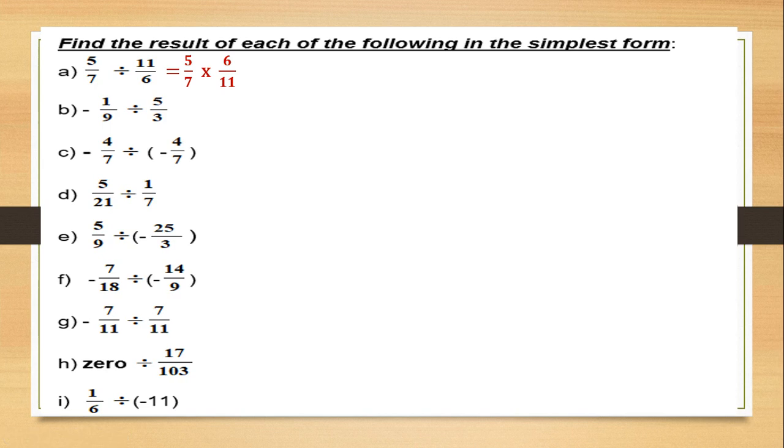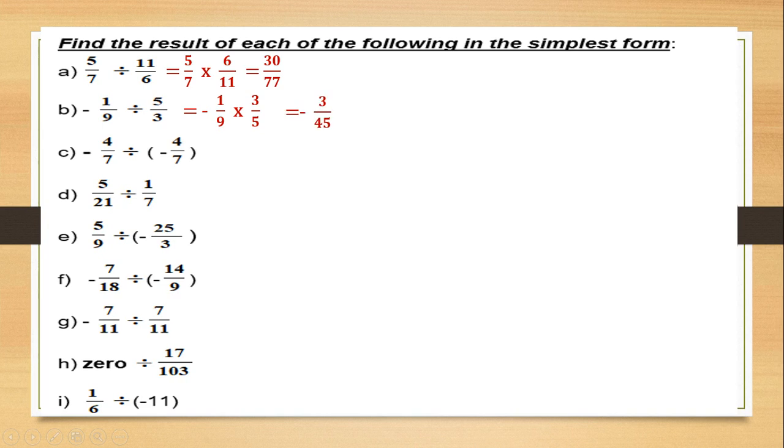Since this is multiplication, we will multiply 5 by 6 to get 30 and 7 times 11 to get 77. The other one, negative 1 over 9, we do the same: keep the first fraction negative 1 over 9, change division to multiplication, and flip 5 over 3 to make it 3 over 5, and we multiply both of these fractions to get negative 3 over 45.